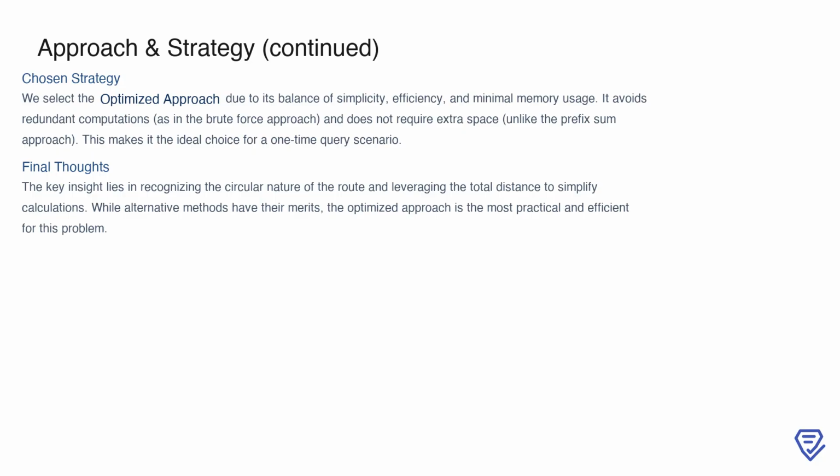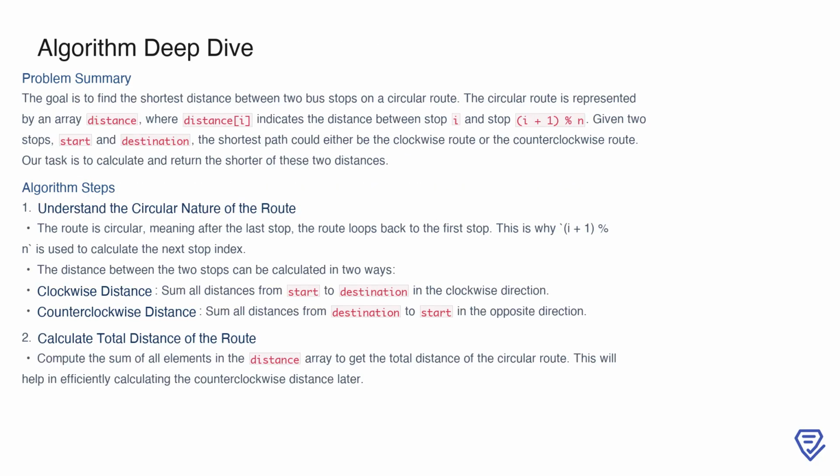In this problem, we are tasked with finding the shortest distance between two bus stops on a circular route. The route is represented by an array called distance, where each element specifies the distance between consecutive stops. Since the route is circular, the last stop connects back to the first stop, which is why we use the modulus operator, (i+1)%n, to handle the wraparound.